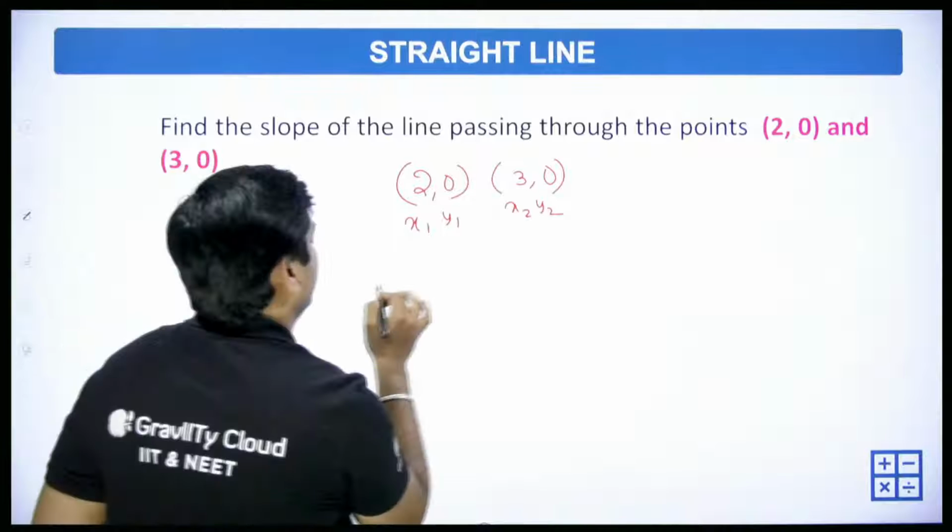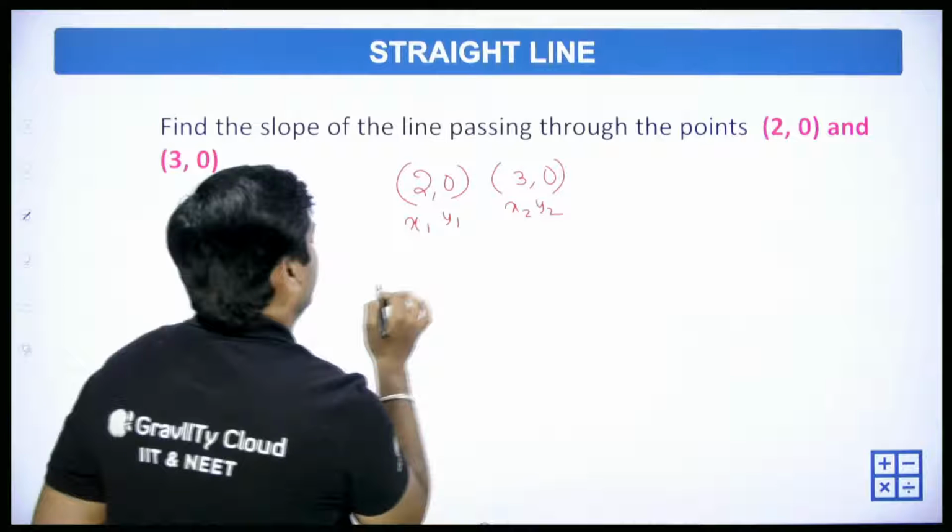So we can say m is equal to y2 minus y1 by x2 minus x1. So 0 minus 0 by x2 minus x1, 3 minus 2. So that will give you 0 by 3 minus 2, which is 1. That will give you 0. So what happened? The slope is 0.